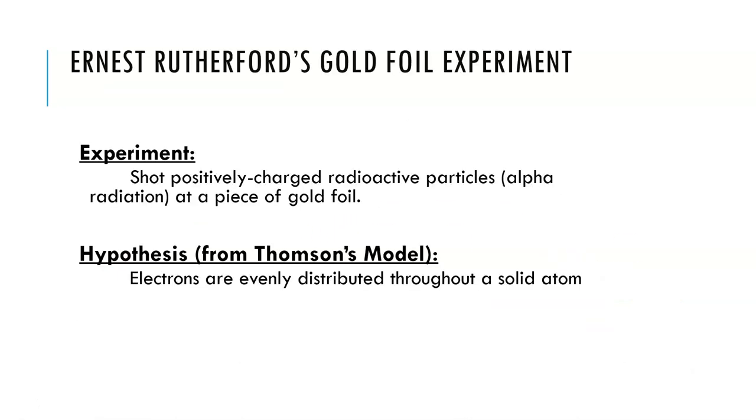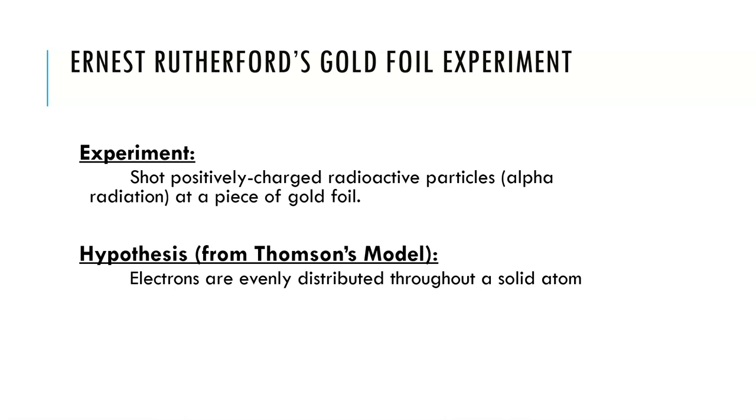So just so you guys know, Ernest Rutherford's gold foil experiment is no longer part of the high school standards, but it does help me to explain what atoms actually do look like. So I'm going to talk about it really briefly. What Rutherford did was he shot these little positively charged radioactive particles called alpha particles at a piece of gold foil. We'll talk about what an alpha particle is in topic 1-2. Now gold foil is just like aluminum foil, but instead of being made out of aluminum, it's made out of gold.